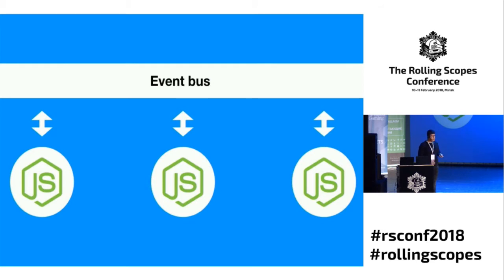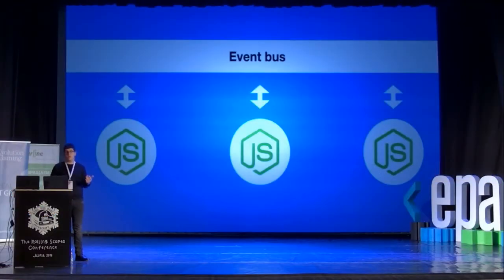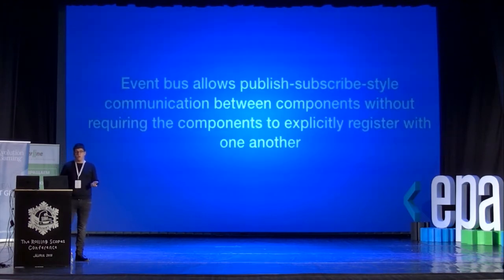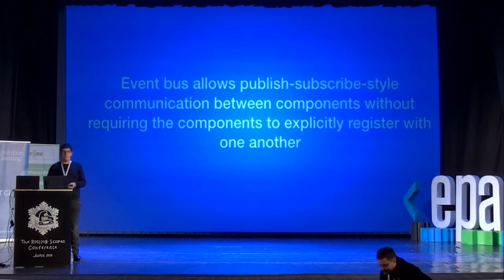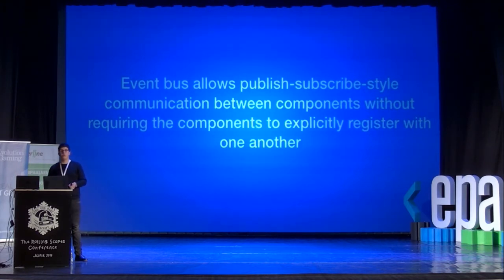Usually, this looks more like this. We have some event bus, and we can exchange information between our services, and our services are independent, and they don't need to know anything about the other services. So what's the event bus? It basically allows us to have publish-subscribe style communication between our microservices. And they are not required to register, so they don't need to know about each other.